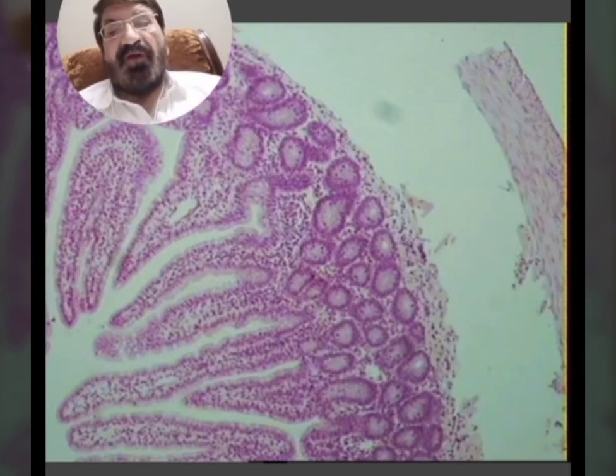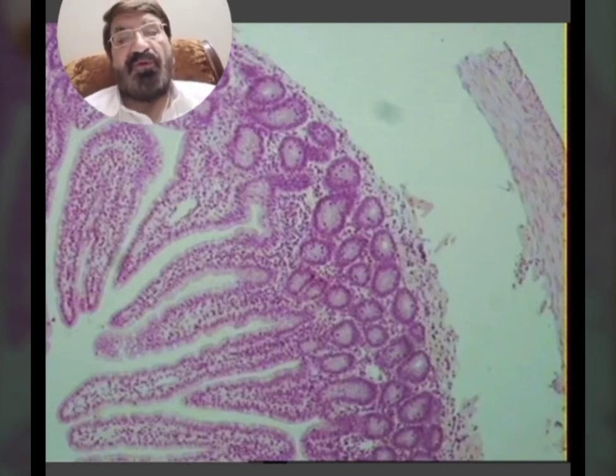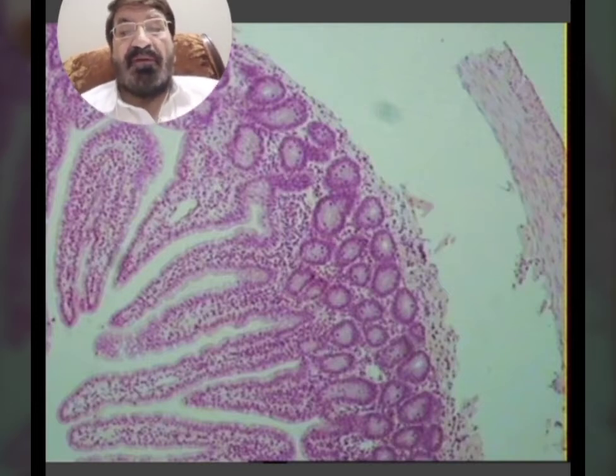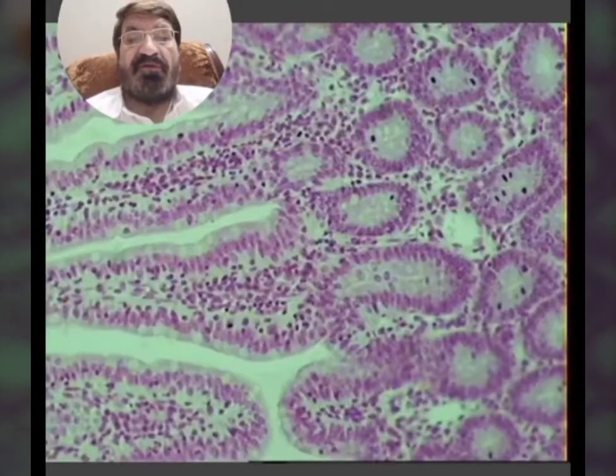From inside outwards: the mucosa, the submucosa, the muscularis externa, and serosa. These are the 4 layers of the small intestine. So this is the magnified view of the jejunum.